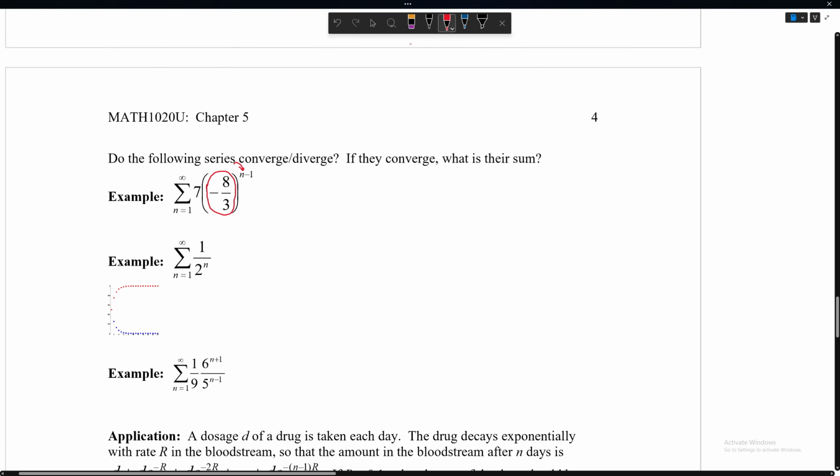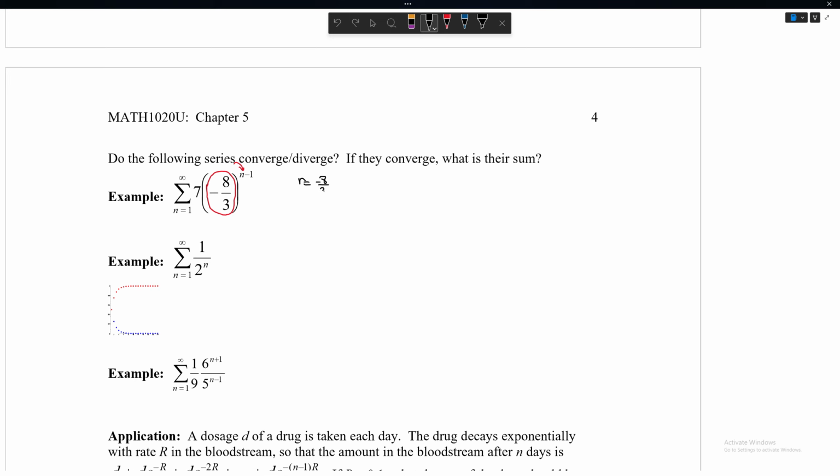And so how do we check? Well, this is our R. R equals negative 8 over 3. And we know our formula is that the absolute value of R has to be more than or equal to 1 for it to diverge. Here, remember the absolute value. So the absolute value of 8 over 3 is a number more than 1. So R is actually more than 1. So this diverges.